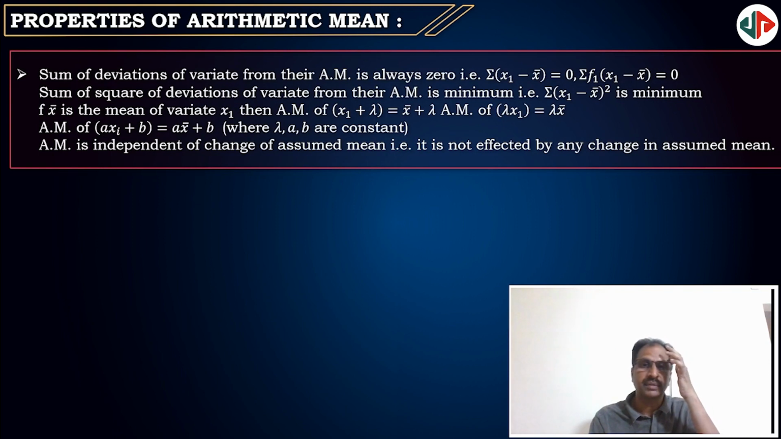Next, what are the properties of arithmetic mean? The sum of deviations of a variable from their arithmetic mean. Deviation from arithmetic mean means if X bar is arithmetic mean, X1 minus X bar, X2 minus X bar, these are known as deviations from arithmetic mean. Sum of deviation, that is sigma, Xi minus X bar will be 0. Sum of squares of deviations of the variable from an arithmetic mean is minimum, that is sigma, Xi minus X bar whole square is minimum.